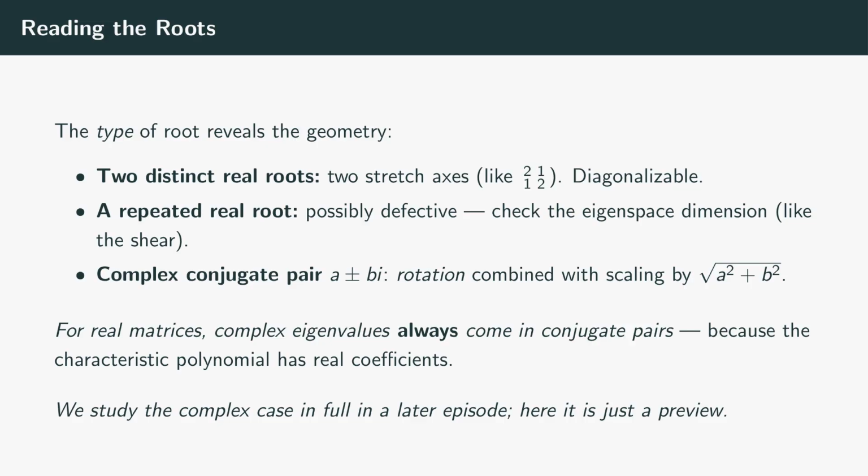And if you get a complex conjugate pair, of the form a plus bi and a minus bi, the matrix is performing a rotation, combined with a scaling by the magnitude of that complex number, the square root of a squared plus b squared. One important guarantee for a matrix of real numbers: complex eigenvalues always come in conjugate pairs, one the mirror image of the other across the real axis. That is forced by the fact that the characteristic polynomial has real coefficients. We will devote a full later episode to what these complex eigenvalues mean and how to extract the rotation angle. For now, treat the appearance of complex roots as a flag that says, rotation lives here.